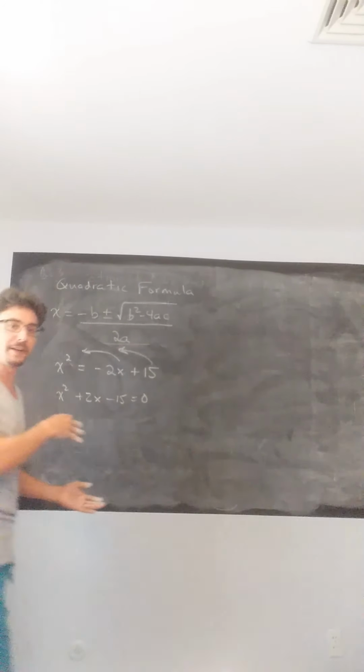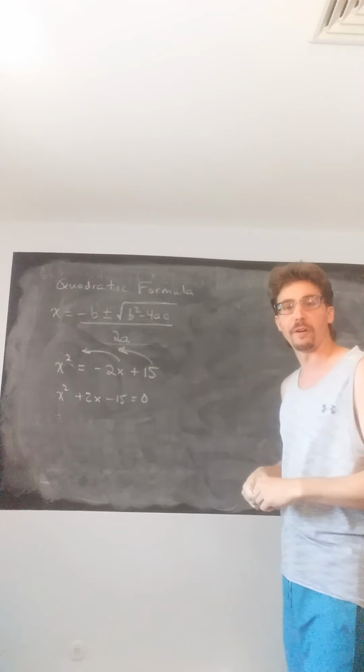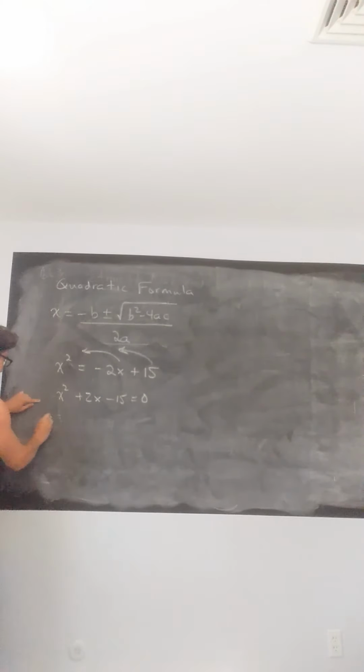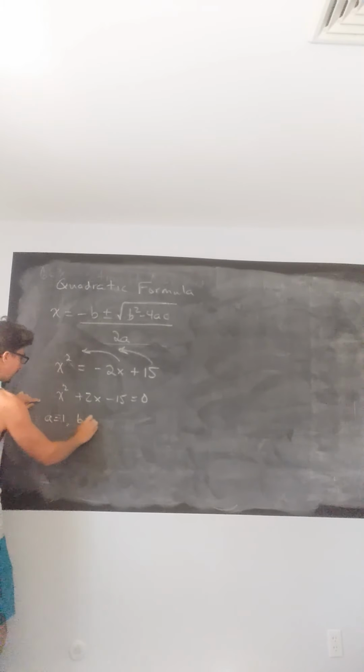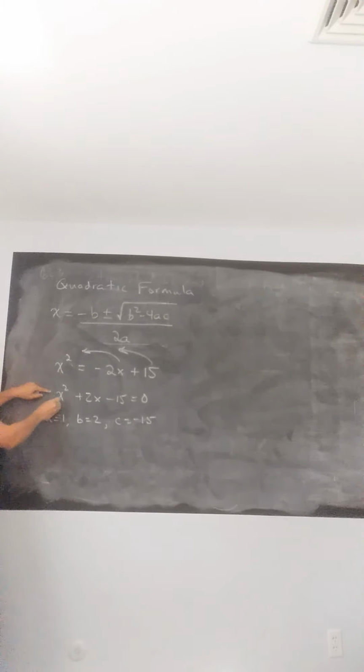Now, once it's rearranged, it's business as usual, and we can go ahead and solve for x using the quadratic formula. Your a is going to be 1, your b is going to be 2, and your c is negative 15. Remember, there's an invisible 1 in front of any of these things that just don't have the number visible, right?